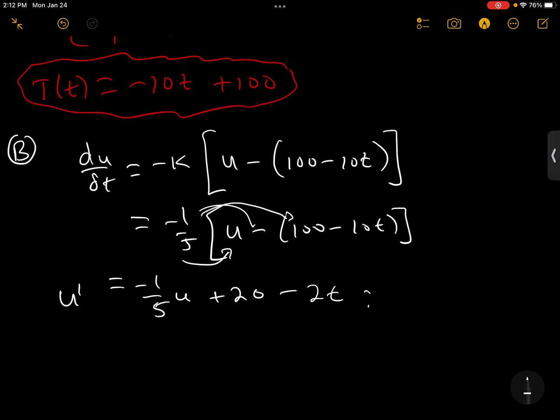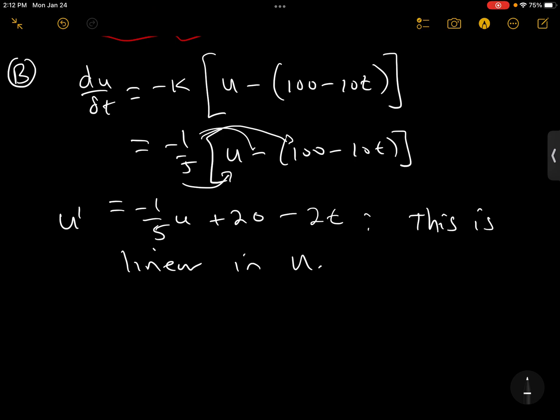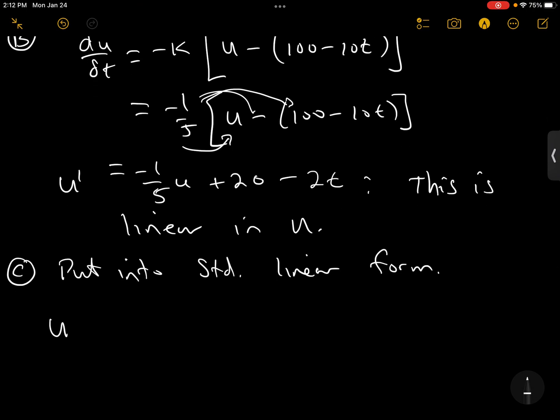All right, first thing to note, this is linear in u, the dependent variable. Okay, so let's rewrite into standard linear form. We have u prime plus 1/5 u equals 20 minus 2t. And there's our u prime plus pu equals g. Okay, so now we got standard form, and we're on our way to solving this problem.